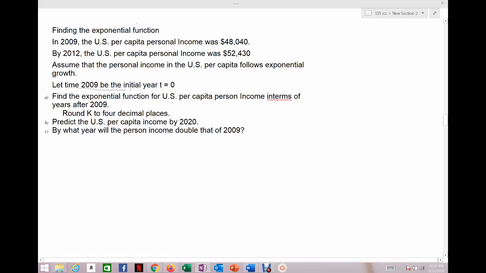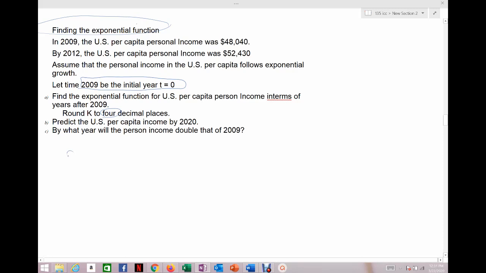All right, the starting year is our initial year, time 0. Find the exponential function for the income in terms of the number of years after 2009. Round our k to 4 decimal places. So I've got to remember to do that, and then we'll use it once we find our equation. So these are going to be applications where we have to find the exponential function, set it up, find k, and then once we find it, we'll use it.